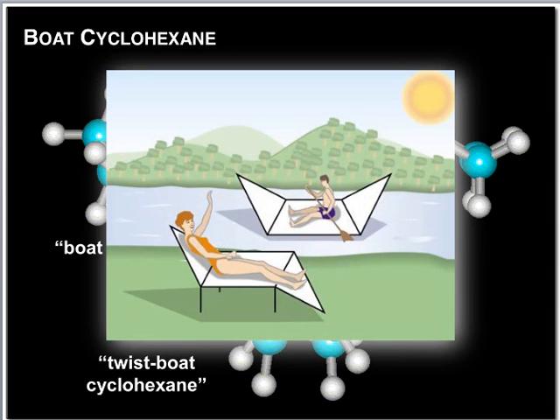This is a very silly little cartoon to put this impression in your mind as to what a chair and boat is. Again, our chair conformation looks like this: one end up, one end down. Our boat conformation looks like this, both ends up. Any questions?